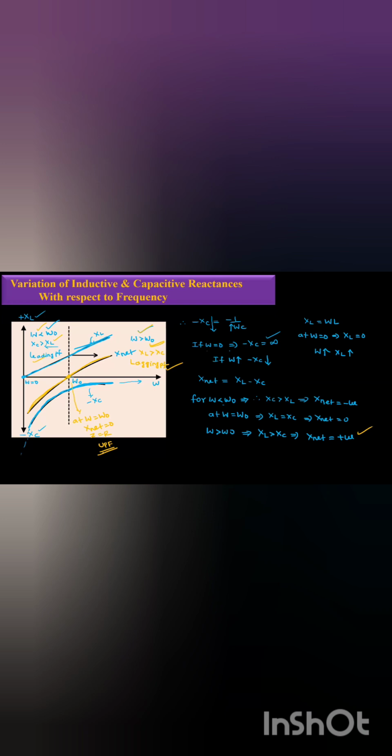These are the variations of inductive and capacitive reactances with respect to frequency. How the inductive reactance is varying, how the capacitive reactance is varying. This indicates Xc characteristics. This indicates XL characteristics. This indicates X net. X net is 0 at omega equal to omega naught. X net is negative, X net is positive. For omega less than omega naught, capacitive is dominant. For omega greater than omega naught, inductive is dominant. Because of inductive, lagging power factor. Because of capacitive, leading. Like this, the inductive reactance and capacitive reactance change with respect to frequency. That you have to concentrate on.